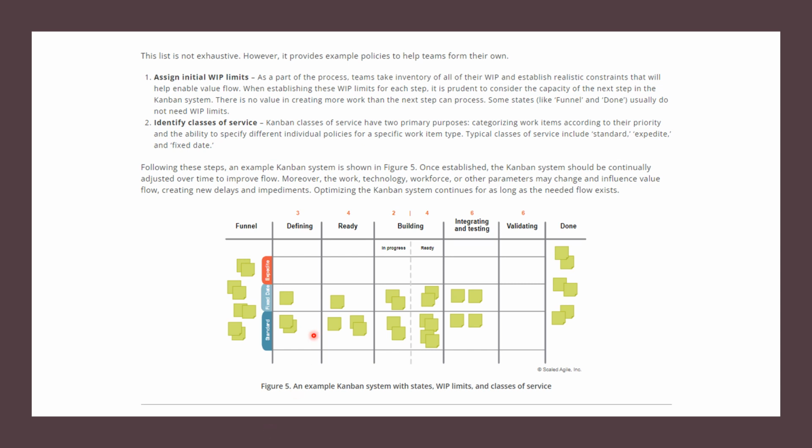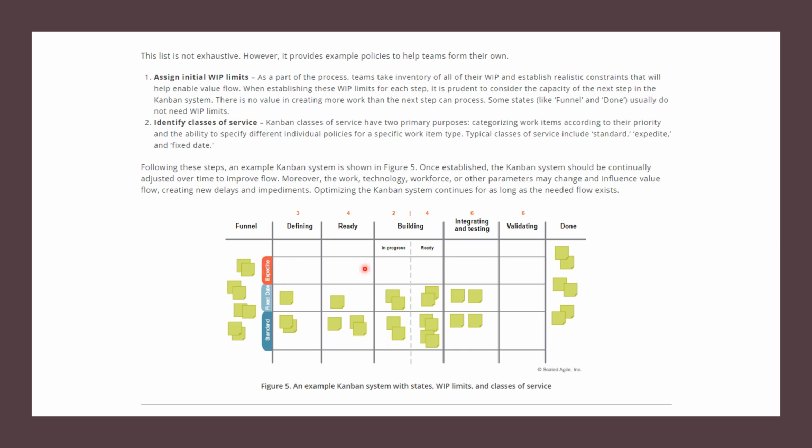So if you look at this picture, there's a workflow we are defining here. We start with the funnel, then we're defining, ready, building, integrating, and validating. Funnel and done do not have WIP limits because they do not require them. If you look at the other states, defining has 3 as its WIP limit, ready has 4, in progress of building has 2, ready of building has 4. These are examples of putting WIP limits. So you need to consider the capacity of the next step while putting the WIP limit on the current state, so that the current state cannot become a bottleneck for it.